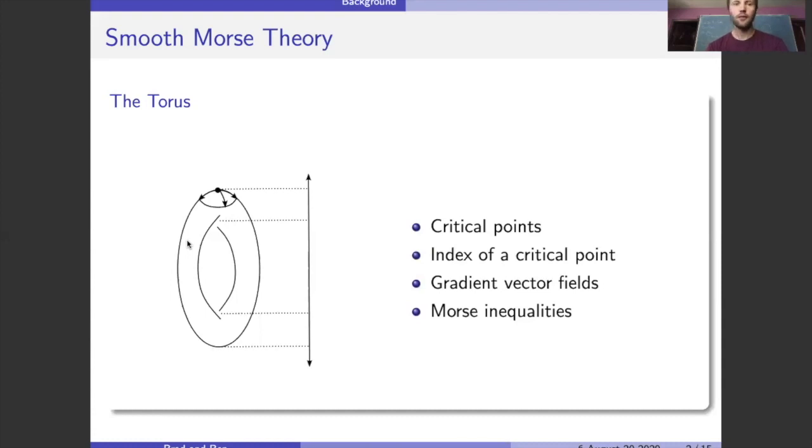Also of interest are the Morse inequalities. The number of critical points of index i gives an upper bound on the ith Betti number. So here we have one critical point of index 2. That tells us that the second Betti number of the torus is less than or equal to 1. So in general, you want to minimize the number of critical points, and then you can get a tight bound on the homology.